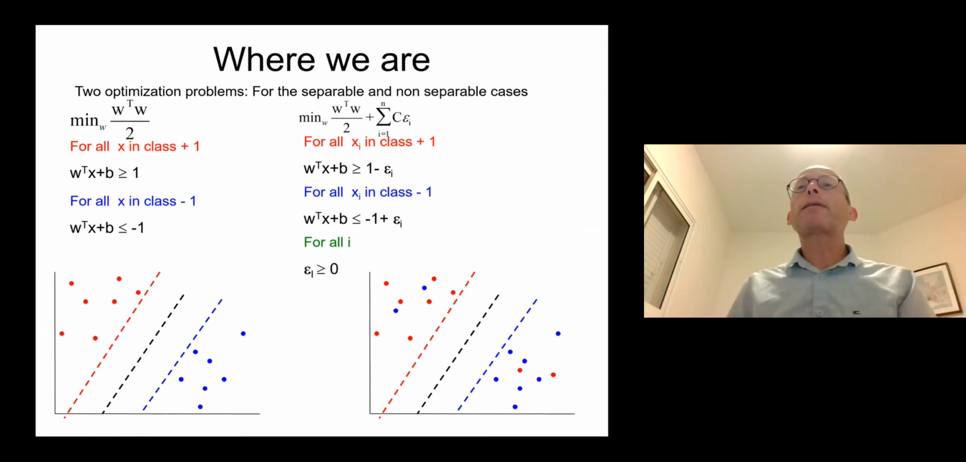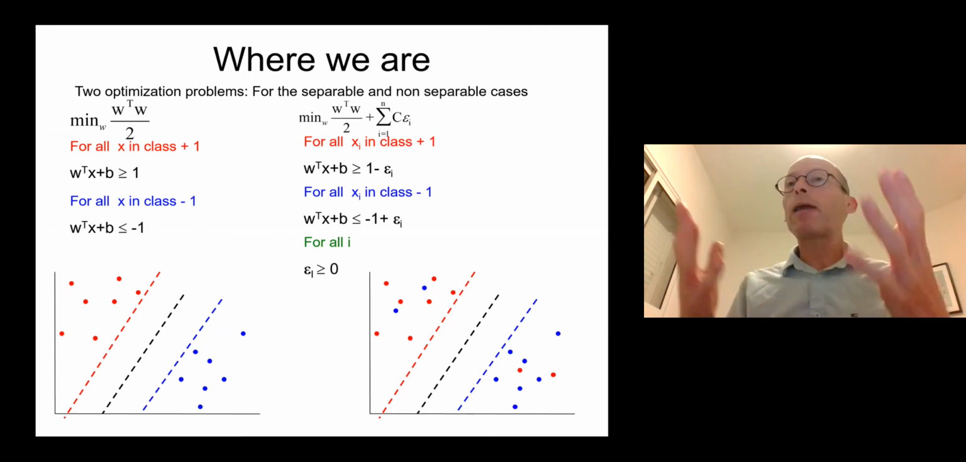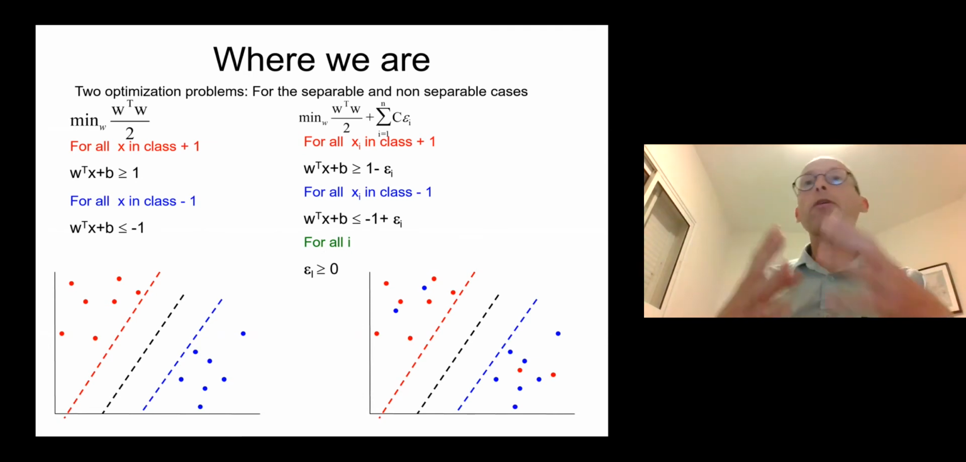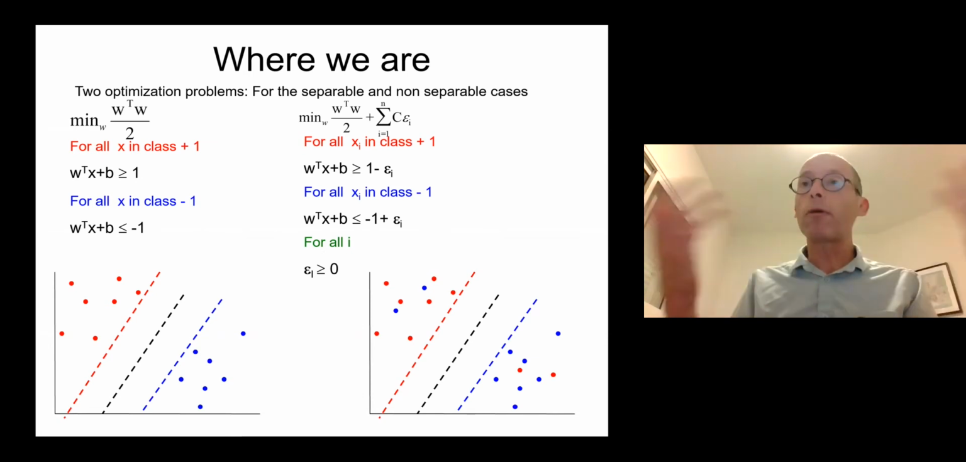We went through a poll in which I argued that C has an impact on the number of support vectors. If C is very large, we're going to have relatively few support vectors, and if C is very small, we may have more support vectors.